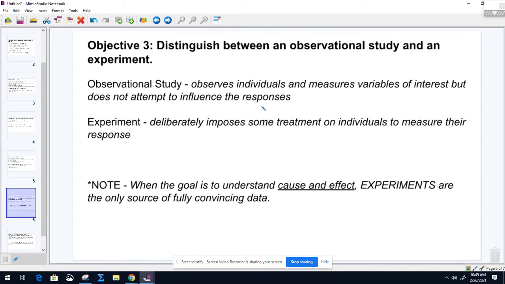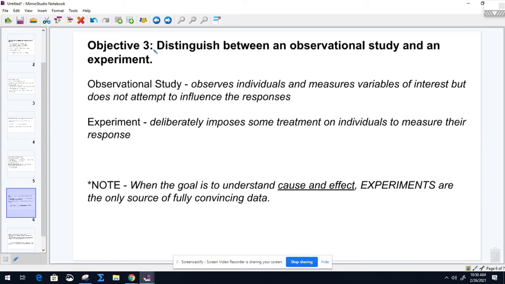Okay. Objective 3, distinguish between an observational study and an experiment. So again, two more vocabulary words that you've got to make sure you know the difference between. An observational study observes individuals and measures variables of interest, but does not attempt to influence the responses. An experiment deliberately imposes some treatment on individuals to measure their response.